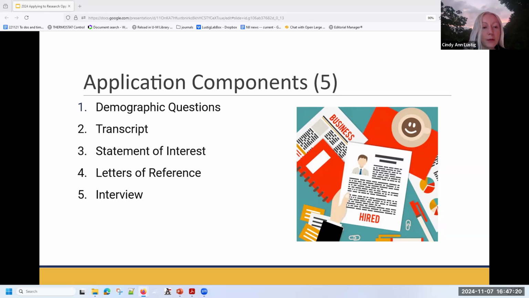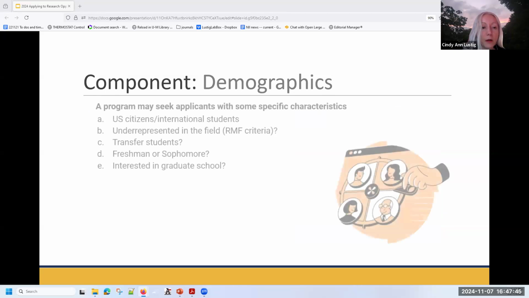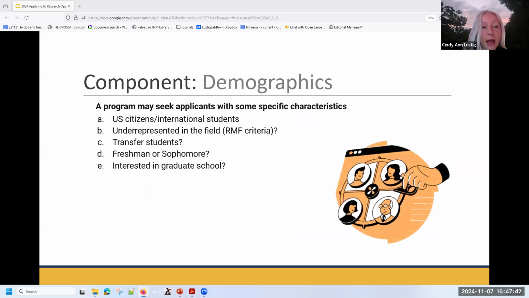Statement of interest is going to be where people are really assessing your fit with the lab. And then letters of reference are going to be basically statements either from, if you're just starting out, some professors that you've taken classes with, but sometimes it can also be your employer. They'll usually specify for you where those letters should come from. And then again, there may also be an interview. So we'll talk a little bit about these.